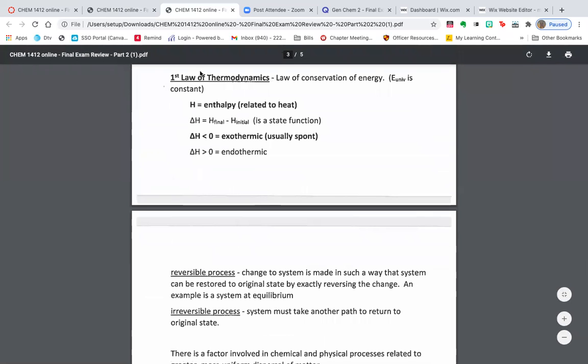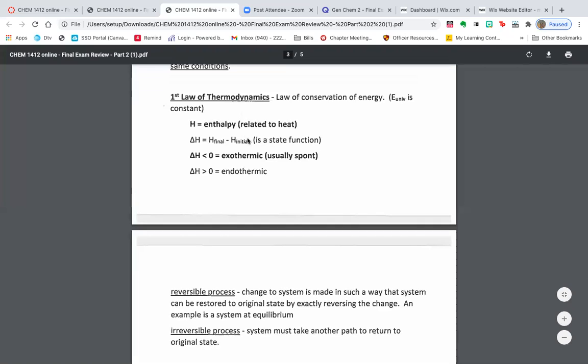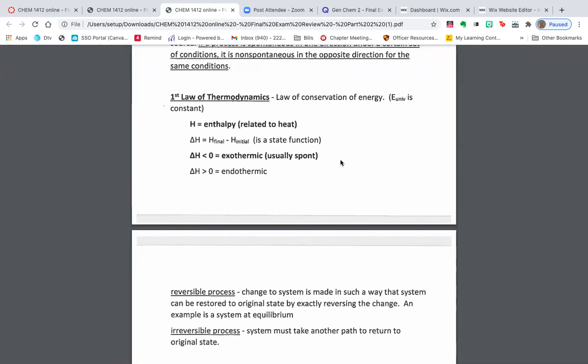Then we're looking at the first law of thermodynamics and how it relates to enthalpy, which is the energy of heat. Delta H is equal to final minus initial, a very basic state function. The important thing to remember is if delta H is less than 0, it's exothermic, so it gives off energy. If you see delta H equal to -2, let's say, then it's losing 2 energy, so it's exothermic. But if it's gaining 2, it'd be +2, and that's greater than 0, so that would be endothermic because it's gaining energy.